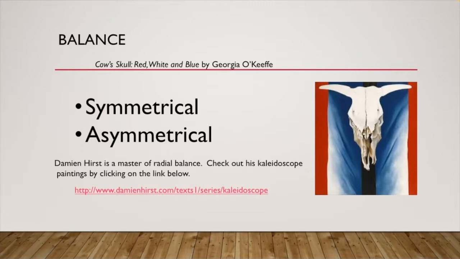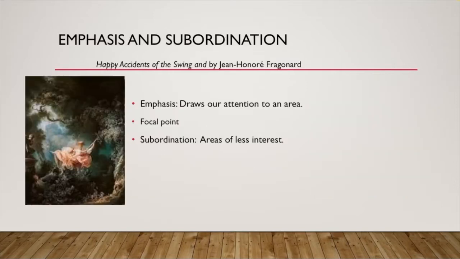With asymmetrical balance, you may have one large image on the left balanced by a few small images on the right. Damien Hirst is a contemporary artist who is a master of radial balance, and you can check out his kaleidoscope paintings in the link below. You'll notice that he uses actual butterflies in his paintings. I think you'll enjoy them.